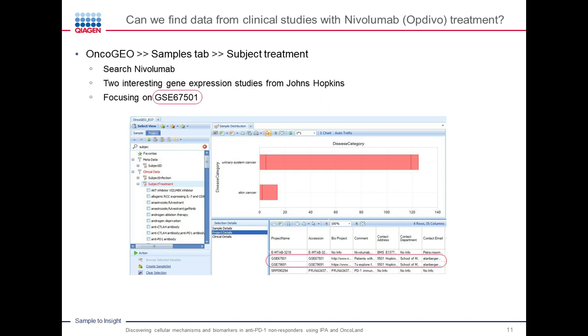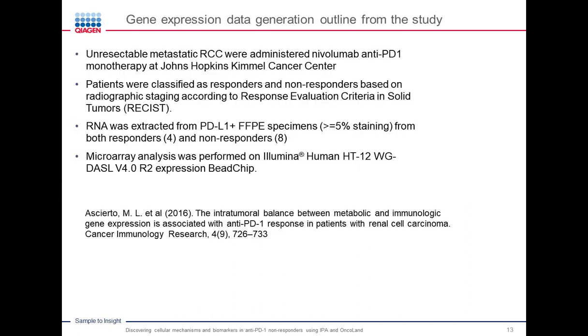So in my case, I'm focusing on the study with GSE ID GSE67501. Why this specific study? Well, in this study, authors are working with metastatic renal cell carcinoma patients. They are administering these patients with nivolumab. This study, by the way, is performed at Johns Hopkins. And afterwards, patients are classified as responders and non-responders as by response evaluation criteria in solid tumor. Afterwards, they extract RNA and then use microarray and Illumina chip to perform gene expression analysis.